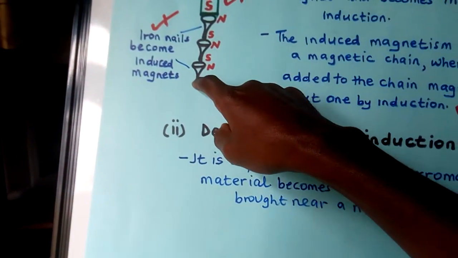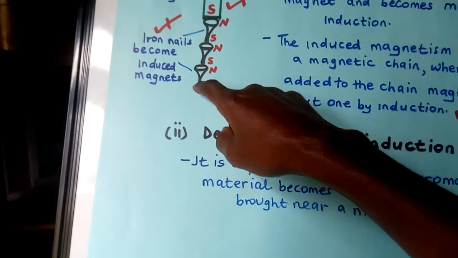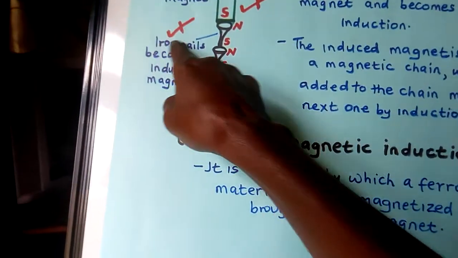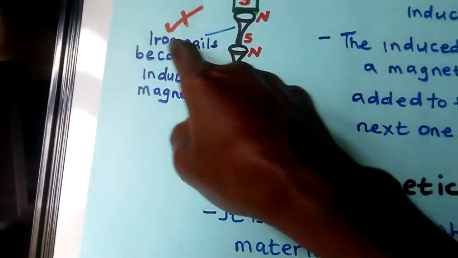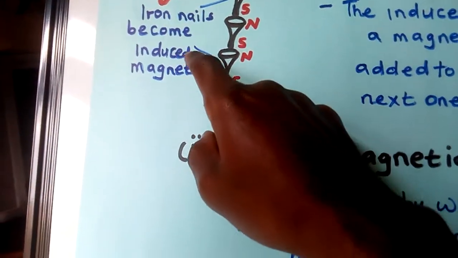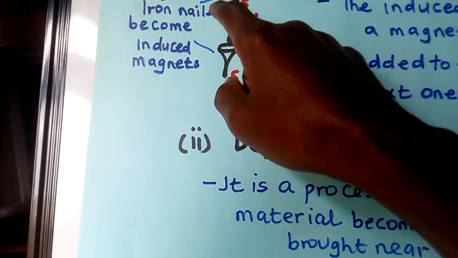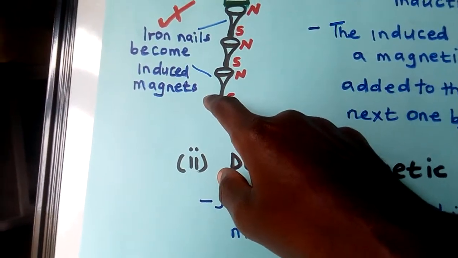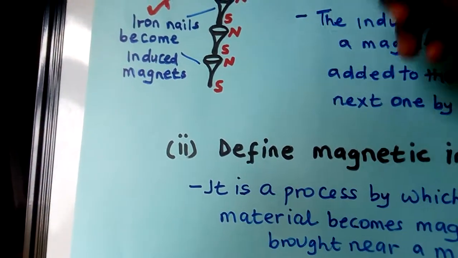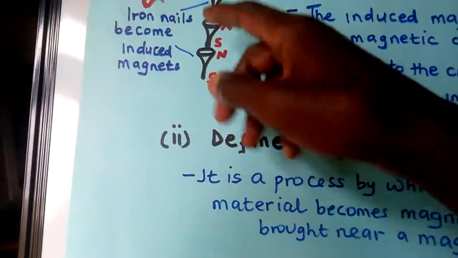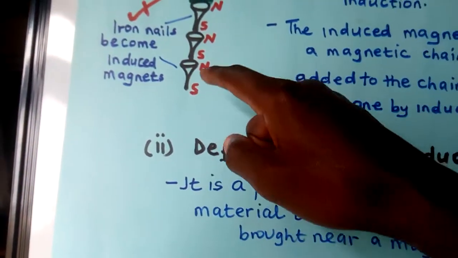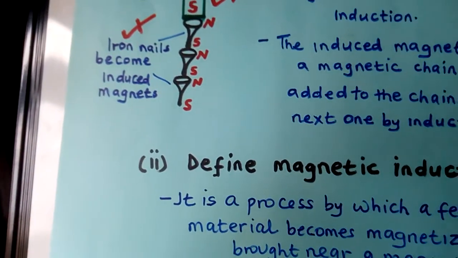When you bring another iron nail, the story continues. It is again what? Attracted. So we are saying these three, these are iron nails. You see? The iron nails become induced magnets. They become temporary magnets called induced magnets. So they can also attract more. So the more you bring the nails, the more they will be attracted. So you end up with a chain of nails. And that is what we call a magnetic chain.